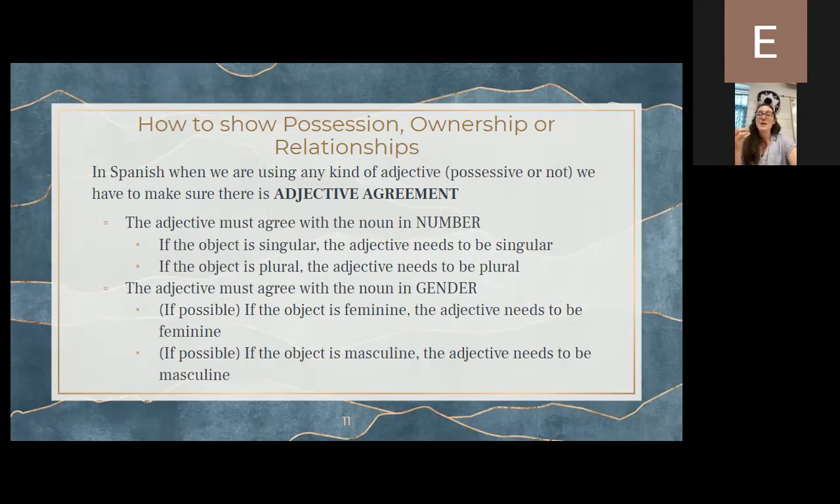If our noun is plural, if our object is plural, our adjective has to be plural. If our object is singular, if there's just one, our adjective needs to be singular. And the adjectives also have to agree in gender. Now this only applies to a few small cases when we're doing possessive adjectives. But just so you know, if your object is feminine, your adjective has to be feminine. And if your object is masculine, the adjective has to be masculine.